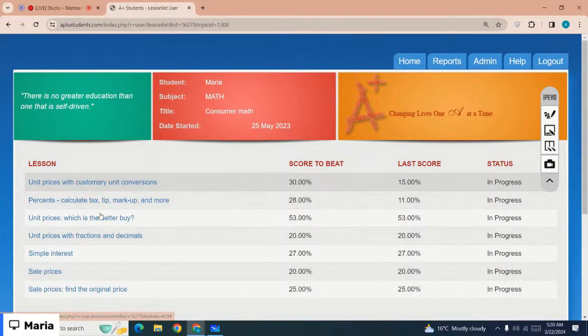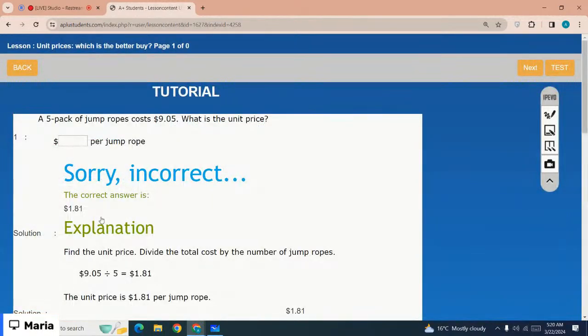The next one is unit prices, which is the better buy. A 5 pack of jump ropes costs $9.05. What is the unit price? Unit price means the price of one thing, right? You can see here 9.05 is the cost of five things, five jump ropes. You have to calculate the price of one. You have to divide 9.05 by 5. Here is the price of one jump rope, that is $1.81, right?